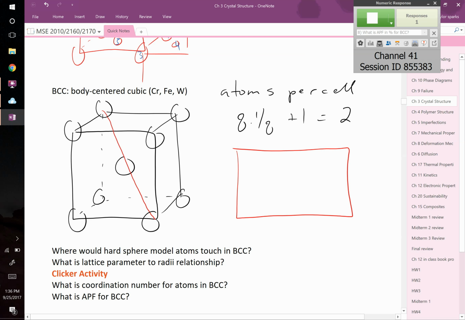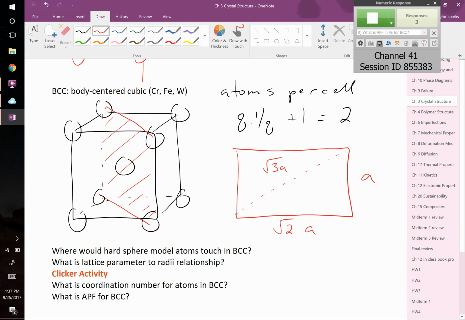Let me redraw this. Let me draw the slice that cuts this cube in half like that. So I'm drawing this plane, right? That plane is represented here. The side length is going to be A, and since this side is a face diagonal, we know that that's √2 times A from Pythagoras' theorem. Now what we want to know is the length of this line that cuts corner to corner. If you apply Pythagoras' theorem again, that's going to be √3 times A, right?